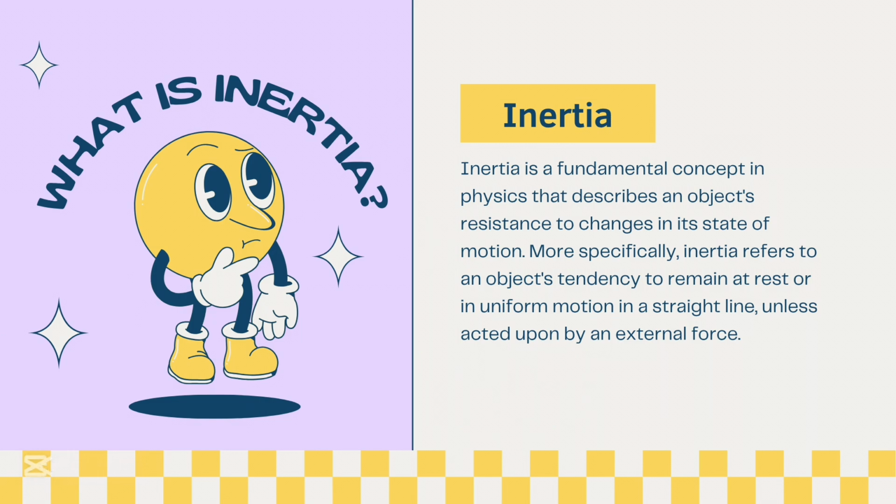First, inertia is a fundamental concept in physics that describes an object's resistance to change in its state of motion. More specifically, inertia refers to an object's tendency to remain at rest or in uniform motion in a straight line unless acted upon by an external force.